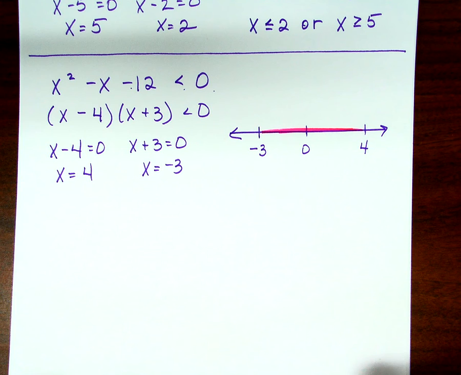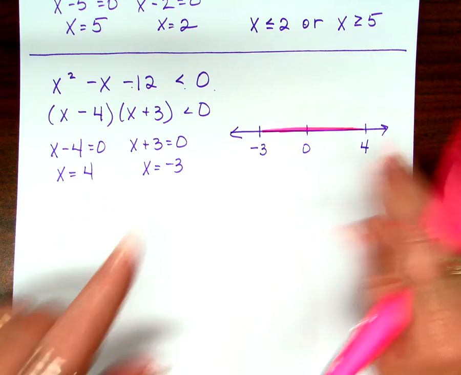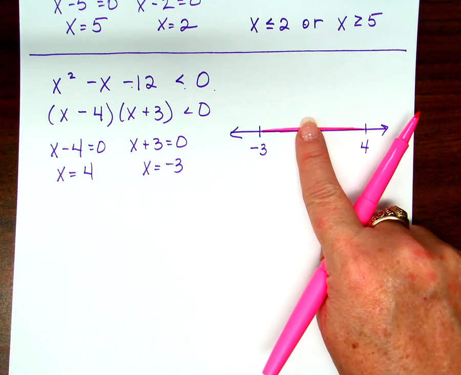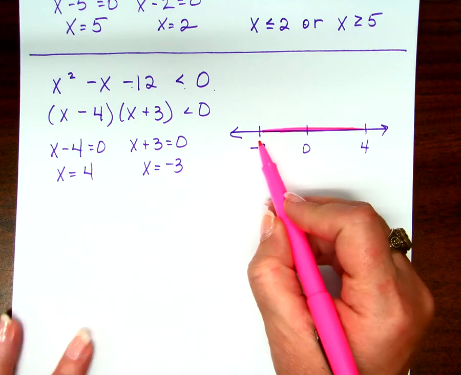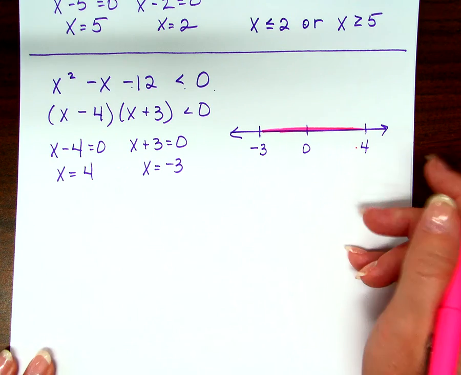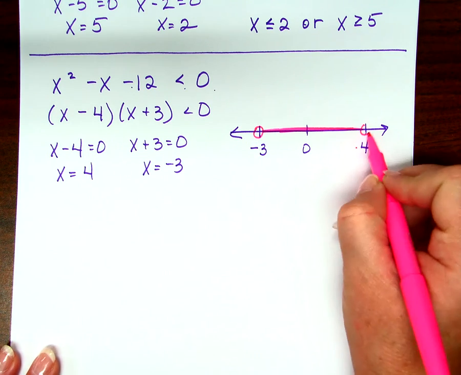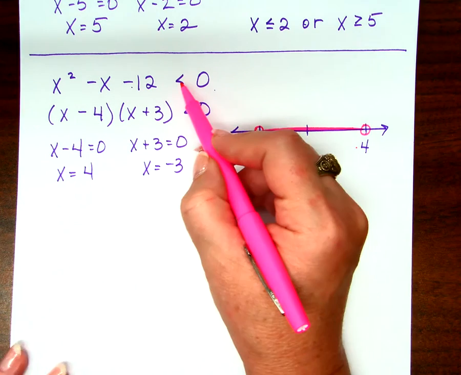Are there any other parts that are shaded? No. How do you know that for positive? Yeah, it's either inside or outside. If it's inside, that's it. That's what you got, right? What goes on negative 3 and what goes on 4? Absolutely. Open circle. And why is it an open circle? Because it's not equal to.